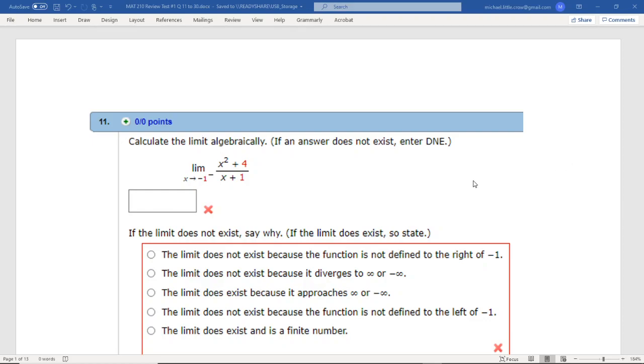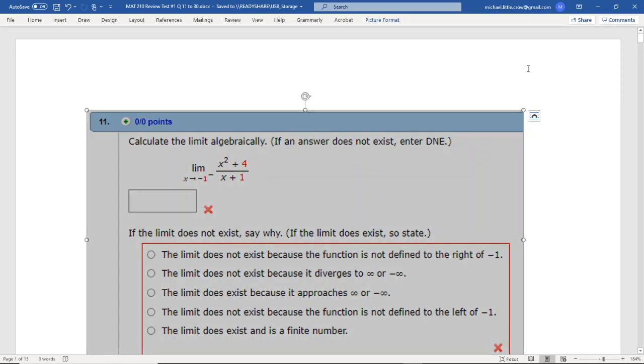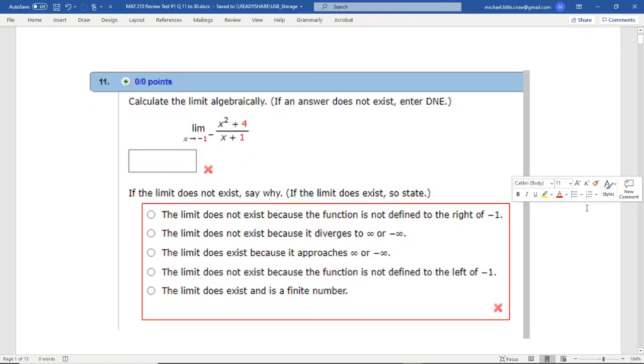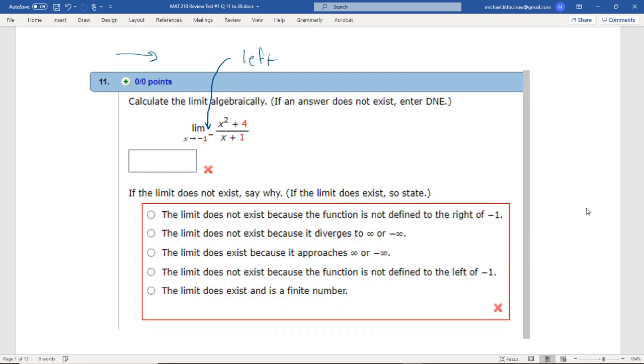So here we continue with the test 1 review for Math 210, starting with question 11. And so let's take a look at this one. Now, first of all, we're looking at a limit coming from the left. That's going this way towards -1.